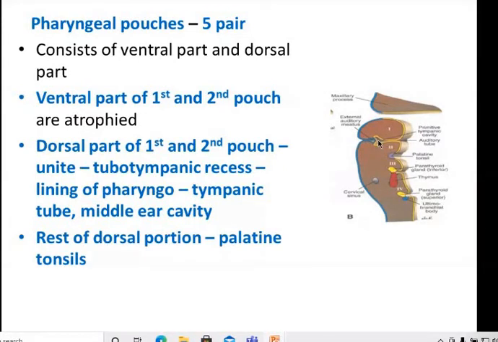The remaining part of the dorsal portion will give rise to the palatine tonsil. Here you can see this is the palatine tonsil. The remaining part of the dorsal portion of the second pouch will give rise to the palatine tonsil.